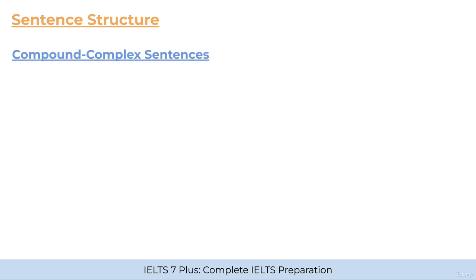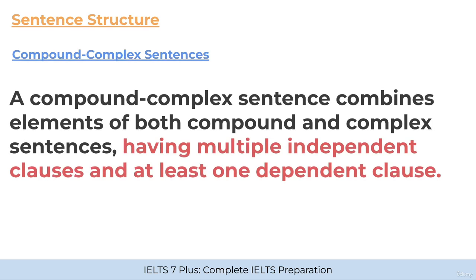Okay, so just to add another layer to this, this is the last one, and so we can put it all together and think about compound complex sentences. Okay, what does this mean? Well, you might guess from the name. This combines elements of both compound and complex sentences. So, in other words, you can have multiple independent clauses. So you can have 1, 2, 3, and at least one dependent clause. So you have to have one, but you can of course have more than one.